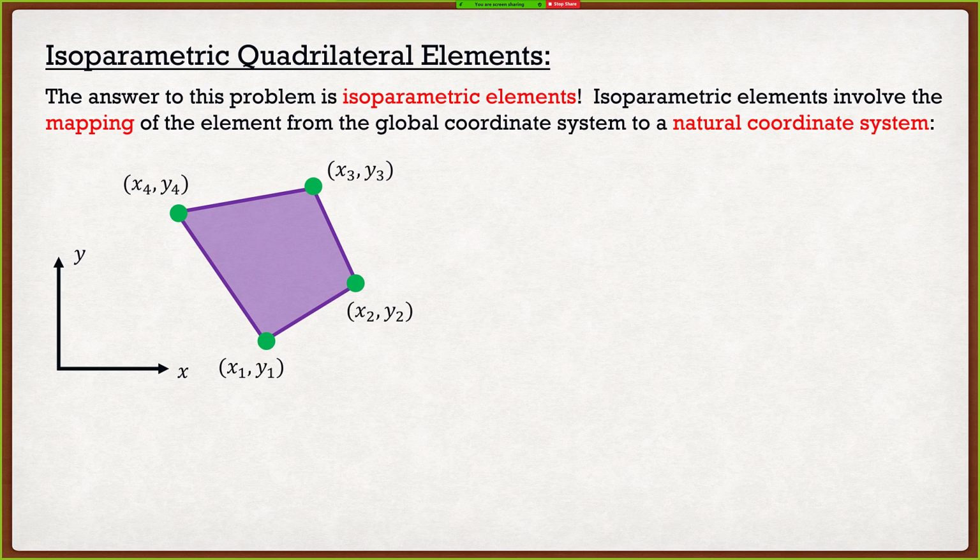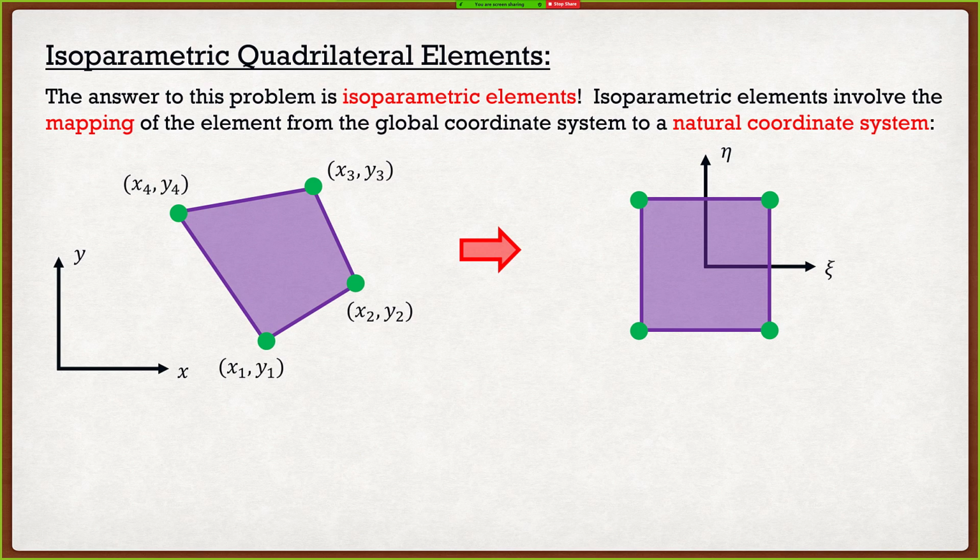Now the key here is those points could be anywhere in the global coordinate system. It doesn't have to be aligned so that we have a square or a rectangle. They could be basically anywhere as long as we get that quadrilateral shape. And what we're going to do, and this is the key to isoparametric elements, is map this element right here into a natural coordinate system of xi, which is this weird Greek letter right here. It looks like an E to me, but it's called xi.